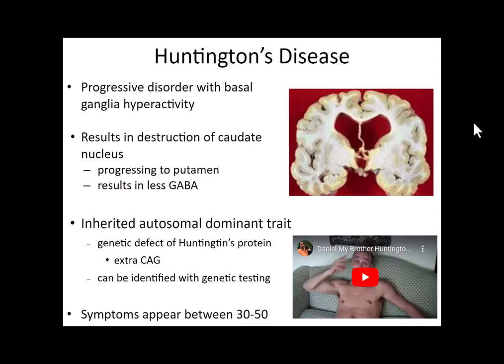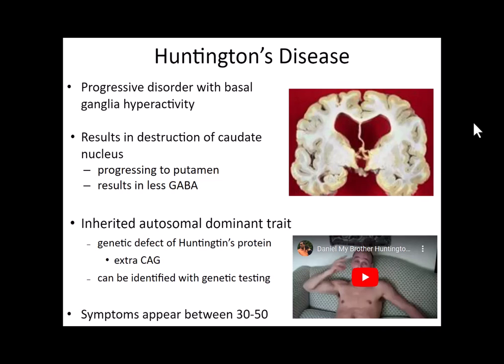That means if your parents have it, you have a 50% chance of getting it. And it can be identified with genetic testing. The symptoms usually appear between the ages of 30 and 50 years old. That's when they start. Lifespan is significantly reduced, probably around 19 years after diagnosis would be the average lifespan.